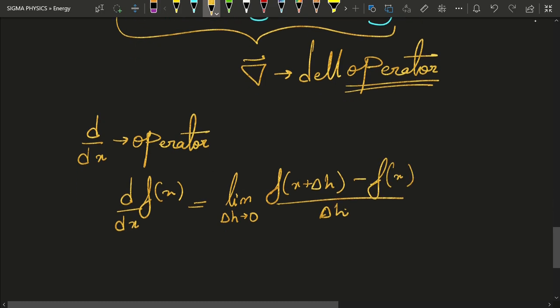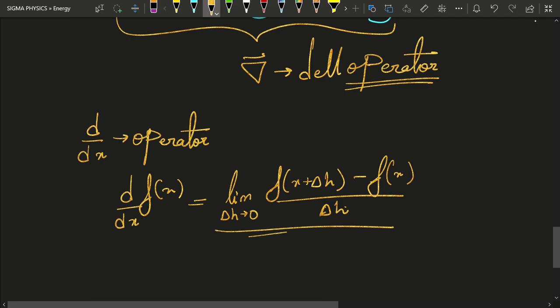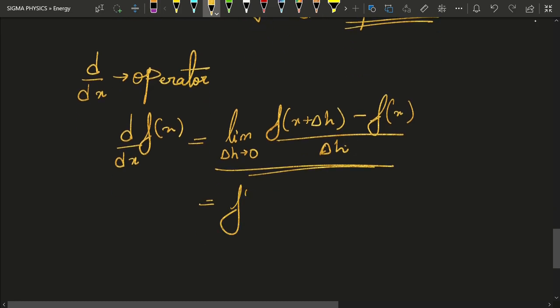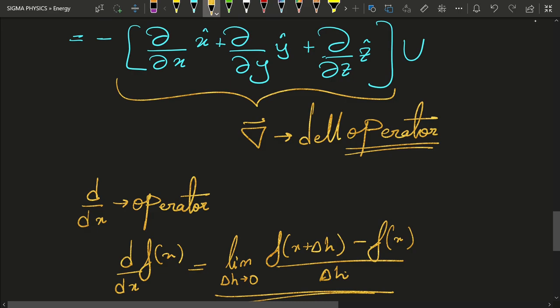It follows certain rules, but we do not solve this every time. We already know the rules. So this derivative follows certain rules, and so does every operator that exists. It acts on a function and follows some rules to give another function. This will give f dash of x, which is the derivative of f. But this del operator is not just any operator. It is very, very special because it is not only an operator, but it is also a vector.